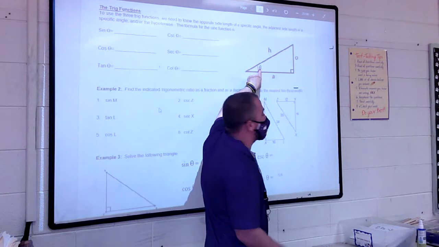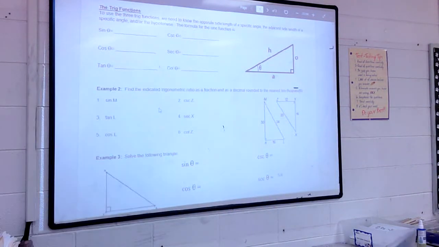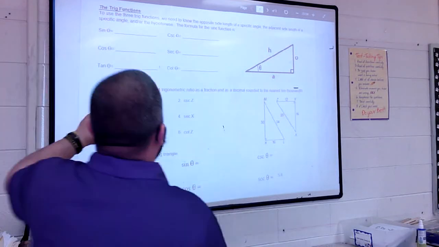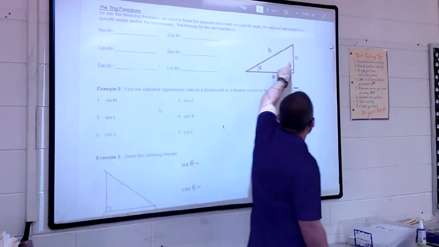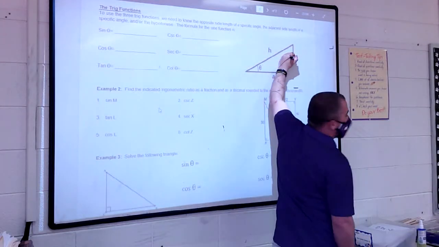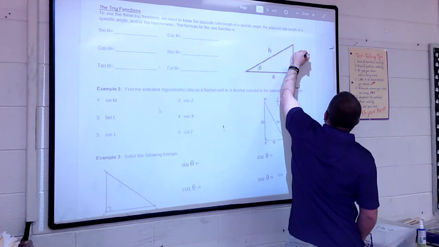Here's the angle. You see that little circle with the line through it? That's called theta. That's the angle that we're actually talking about, the angle we're trying to solve for, this angle right here. The O here stands for opposite: all the way across from that angle is called the opposite. So this is the opposite side.